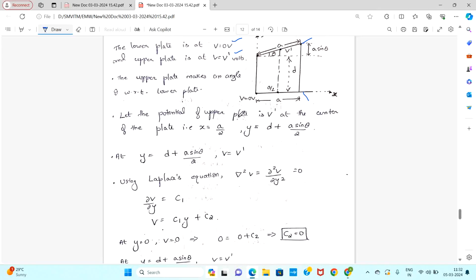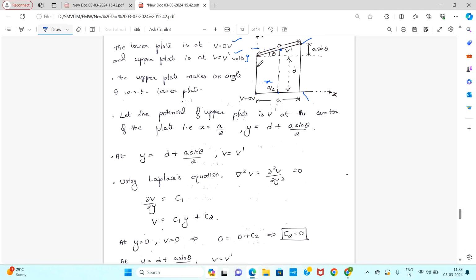Now let the potential of the upper plate be V dash at the center of the plate. That is, if this length is a, then at the center the x-axis value will be a by 2. Okay, this is your x-axis and this is the y-axis. So in the x direction, if I drop a line from the center, this distance becomes a by 2. And the distance up to this point is the y-axis value.